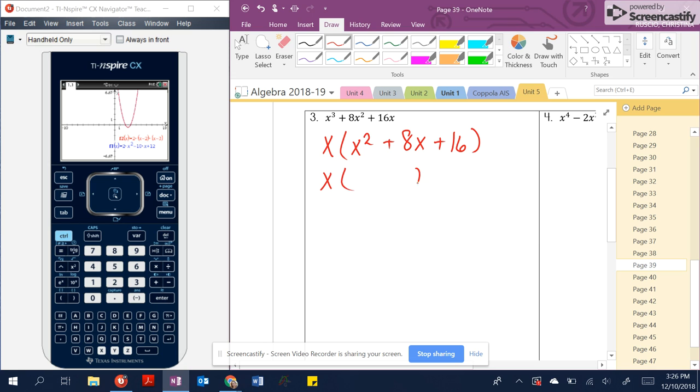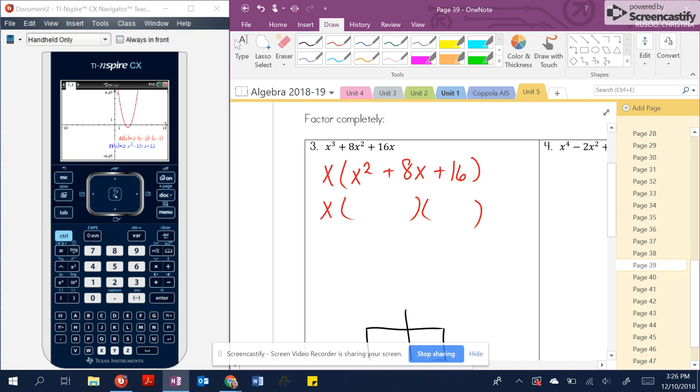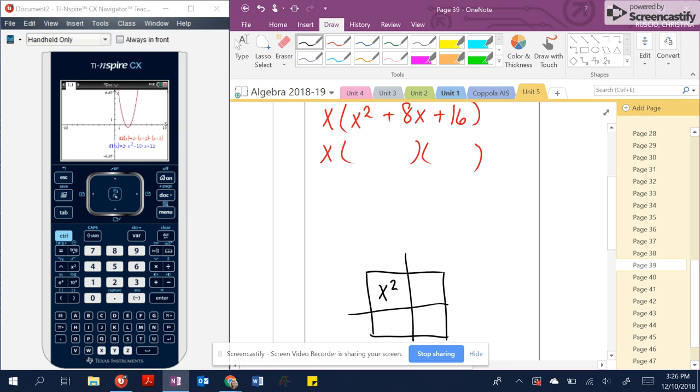Then what's left over, I'm going to try to factor that again, and that's when I'm going to set up my box. So there's a trinomial, no more GCF, but we have x squared, so we're going to write in the box what's left over, x squared plus 16 plus the 8x. So let's figure it out. X times x is x squared. What two numbers are going to multiply to 16 but add to 8? Oh, that's plus 4 and plus 4.